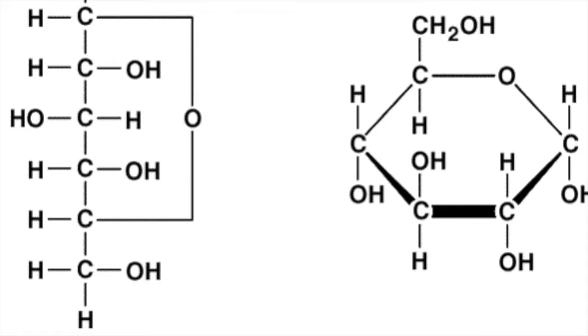Monosaccharide is the simplest form of sugar. The chemical formula is CH2O. An example of a monosaccharide is glucose. All monosaccharide bonds connect by glycosidic linkage.